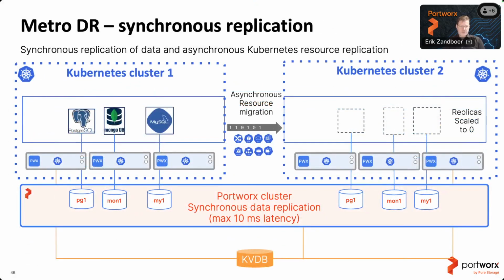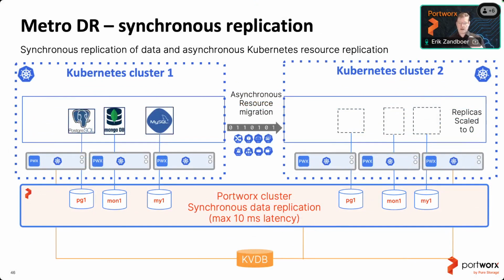So this is another view of the same thing. Again, we have one stretched Portworx cluster sitting underneath. That will replicate synchronously your data, so it needs to be within 10 milliseconds. That's a general rule for a Portworx cluster. All of the worker nodes need to be within 10 milliseconds of each other.